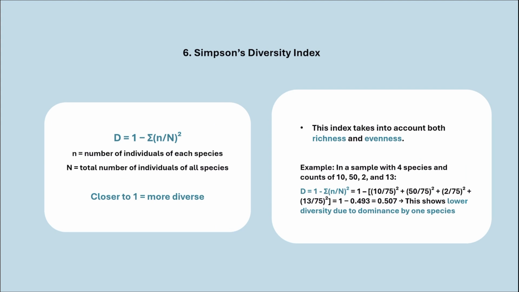Lastly, the Simpson's diversity index. This formula measures both richness and evenness. So we will need to take into account the number of individuals of each species and the total number of all species. And after we get the results, if it's closer to 1, it will be more diverse. Now, in a sample with 4 species and counts of 10, 52, and 13, after plugging into the equation, we get that the index is 0.507. This shows that there will be lower diversity due to the dominance by one species.